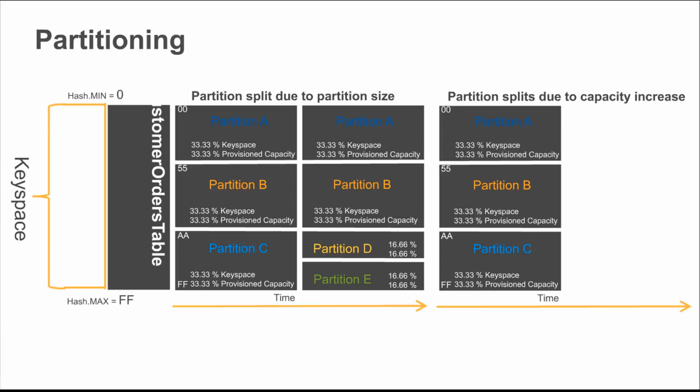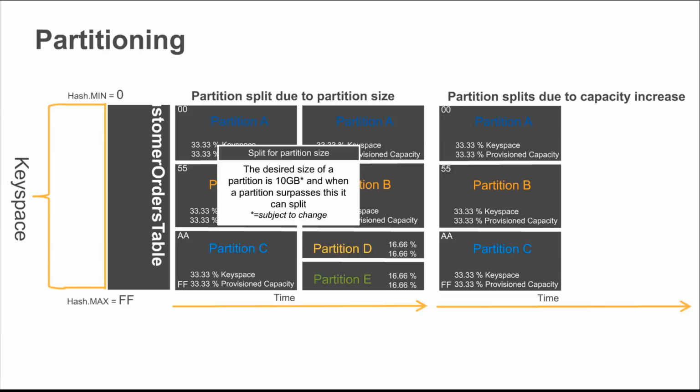So we're going to divide half the data, put half of it on one partition, in this case partition D, the other half on partition E. We're also going to divide up the provision capacity because the provision capacity is distributed. And we use essentially a formula that says each partition should be about 10 gigabytes. If it goes over 10 gigs, we're going to try to split it.